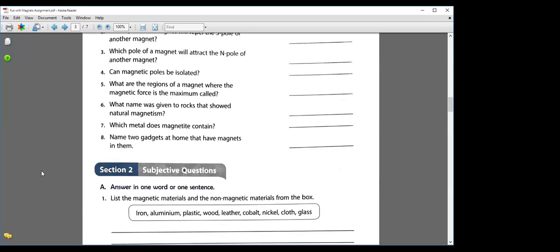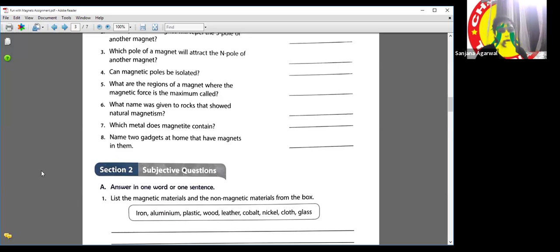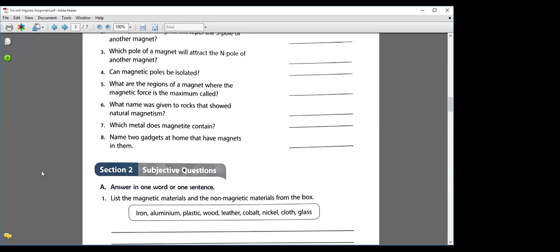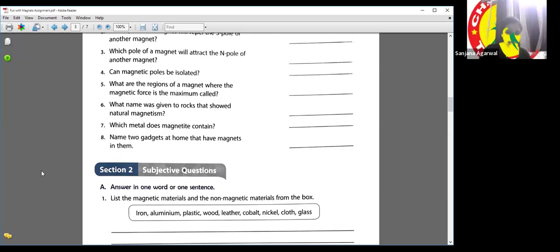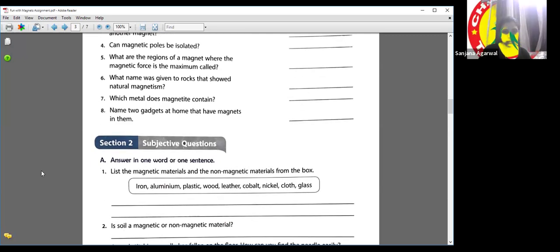Name two gadgets at home that have magnets in them. Ma'am, refrigerator, television. Ma'am, TV remote. Sorry. Card.